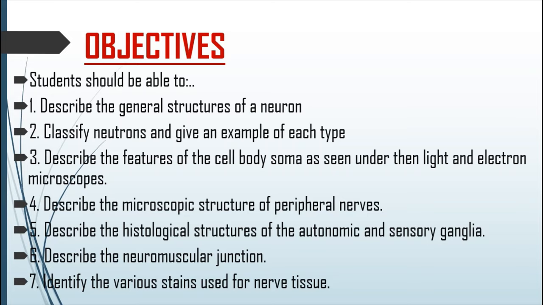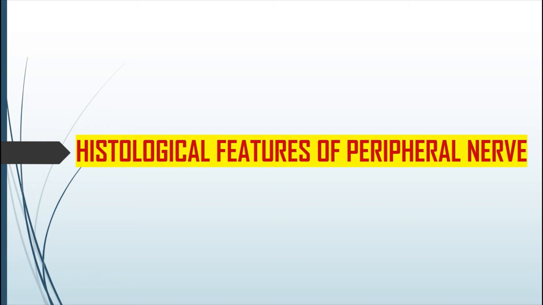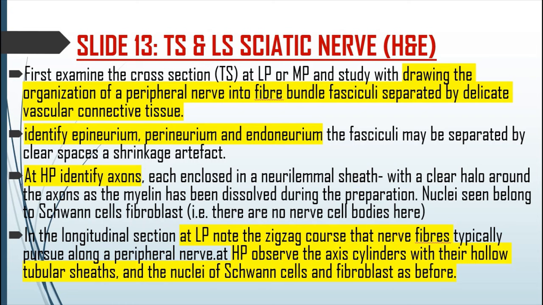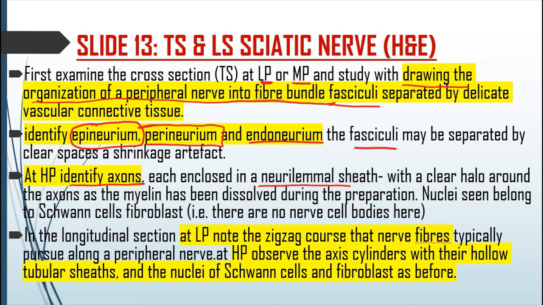All right, so now, let's get into this and look at the histological features of a peripheral nerve. We're going to look at the transverse and the longitudinal section of a sciatic nerve. So here you examine the sciatic nerve at low power and or at medium power. You study the drawing of the organization of the peripheral nerve into fiber bundles or fasciculi separated by delicate vascular connective tissue. So this is very important. You identify the epineurium, the perineurium, and you also identify the endoneurium in the fascicles. And then at high power, you identify the axons, which are each enclosed in a neurilemma sheath.